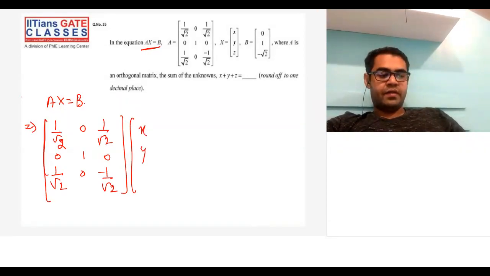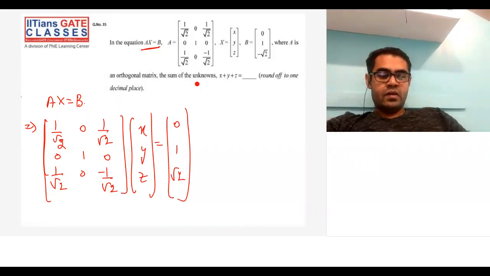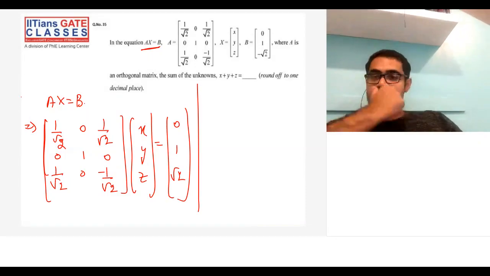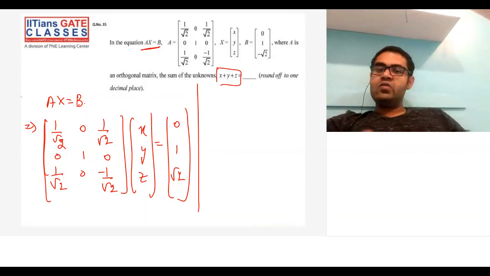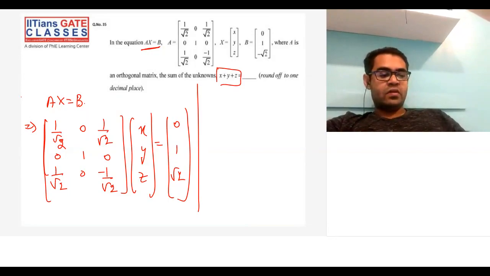This times x, y, and z is equal to what? 0, 1, and root 2. So now I just try to write the equations that I can, because I need to find what x plus y plus z is. So I need to know what is my x, what is my y, and what is my z. So now just try to multiply these two.